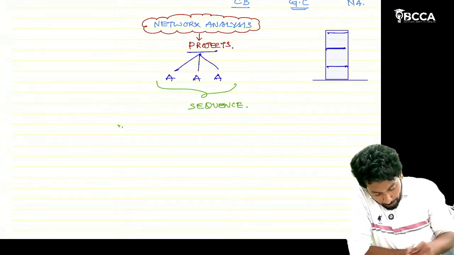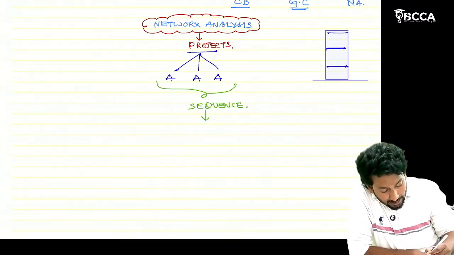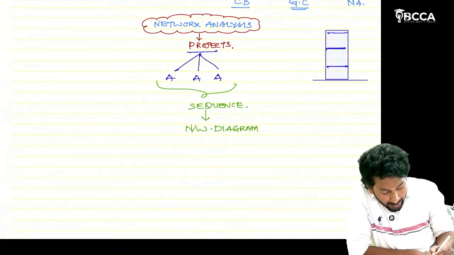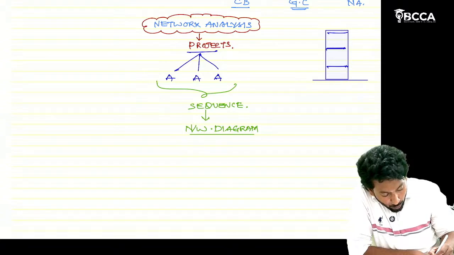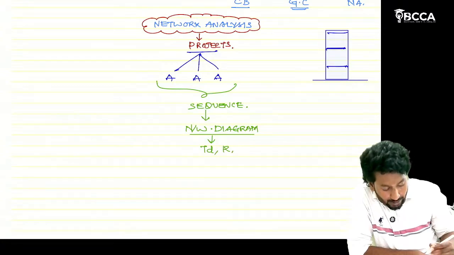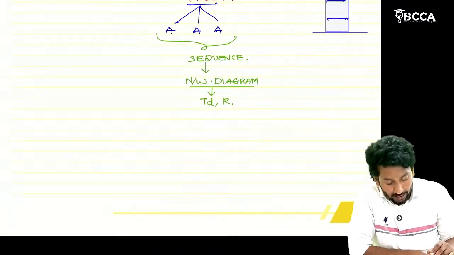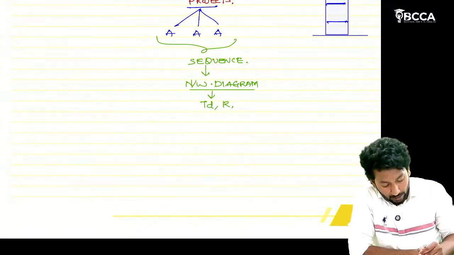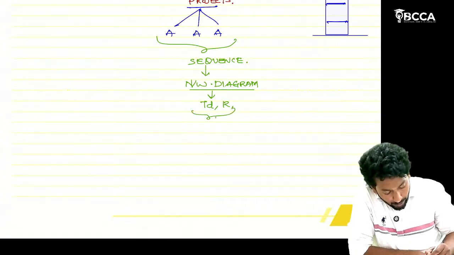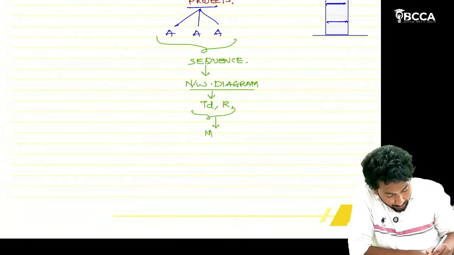After arranging these activities in sequence, you have to draw a network diagram. In that network diagram, on each activity we have to represent the time duration and resource consumption for each activity, sir. After representing these time durations and resources, we shall try to manage and control the projects.